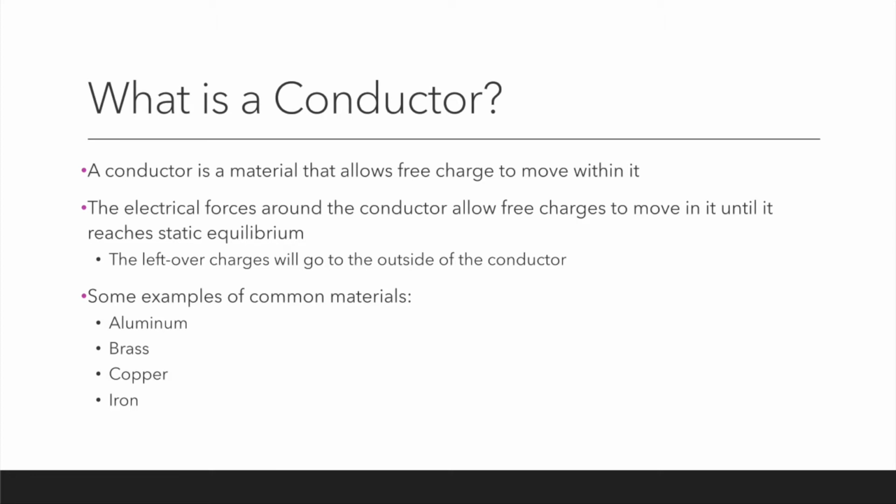Some common examples of materials are aluminum, brass, copper, and iron. And notice that these are all metals and metalloids.